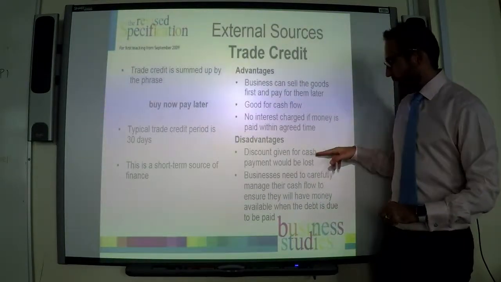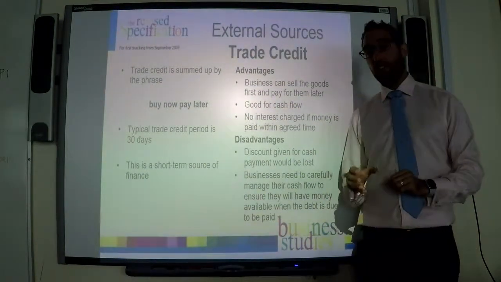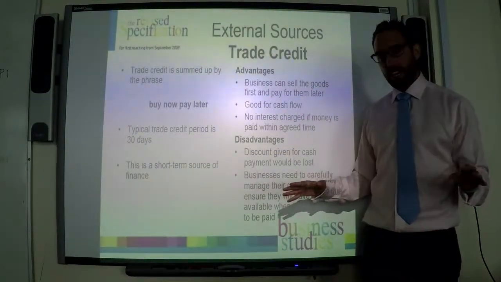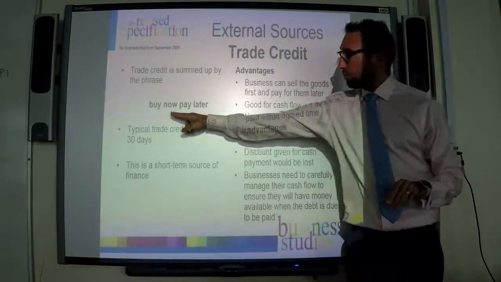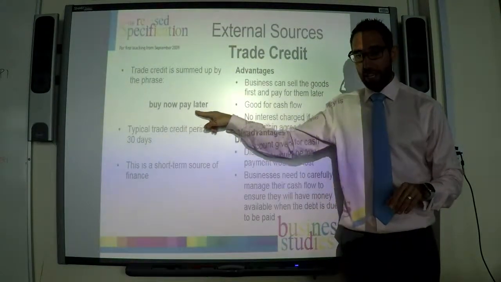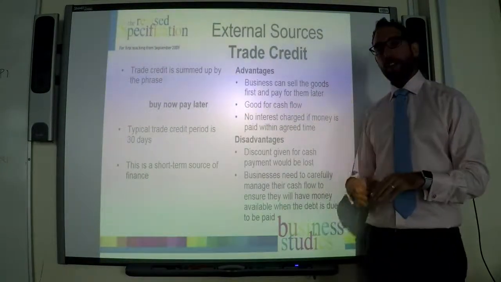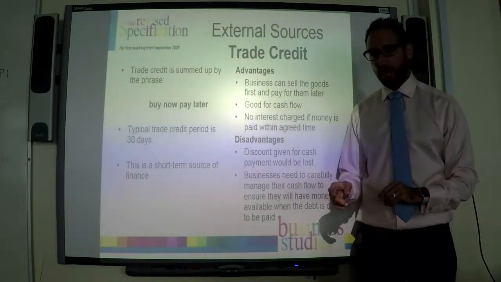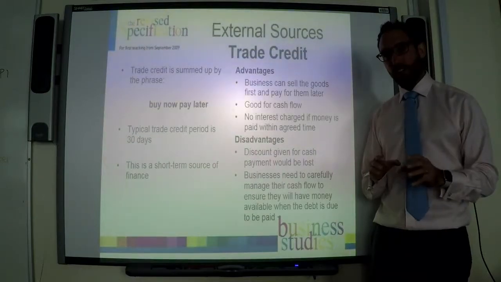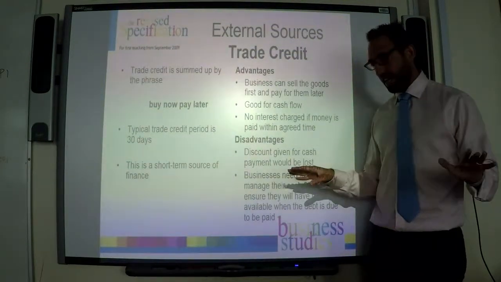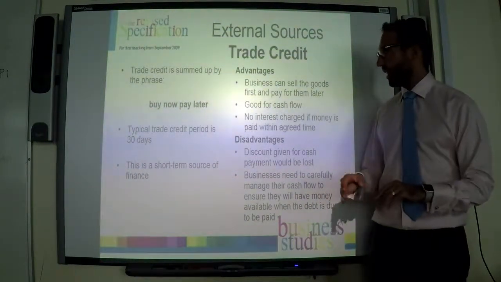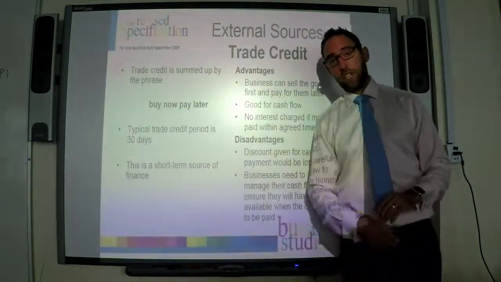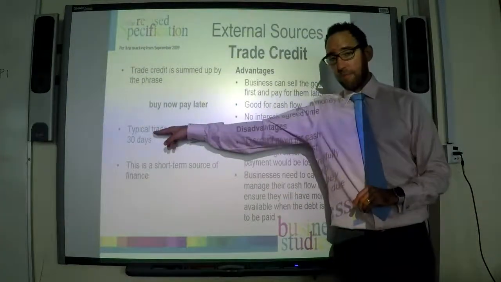Drawbacks of this: if the supplier would have given you a discount for paying with cash, as in right away, you're not going to get that discount because you remember, you do not pay right away, you pay later. So you're not going to get any discount for paying with cash straight away. The other thing as well, if you don't pay the supplier back on time, then the supplier will cancel this agreement and you will not be allowed it again. So you've got to make sure you pay the supplier back in the 30 days that you've agreed. Not 31, you've got to pay them back on time.